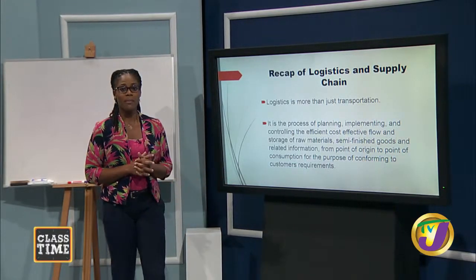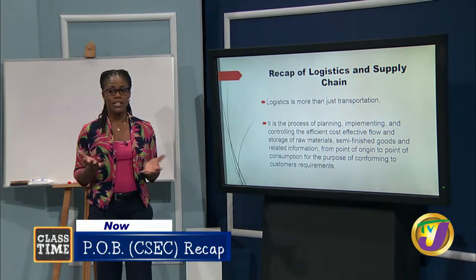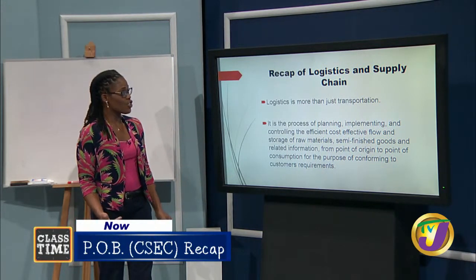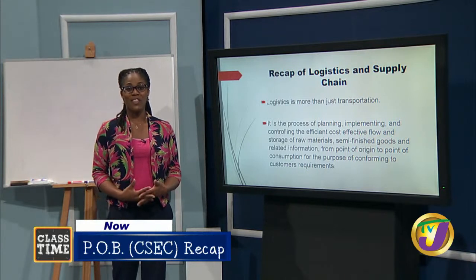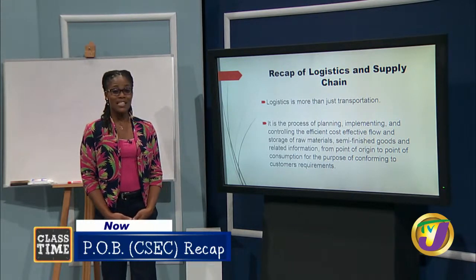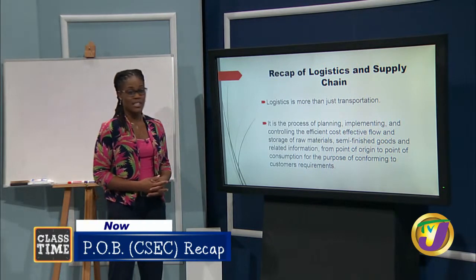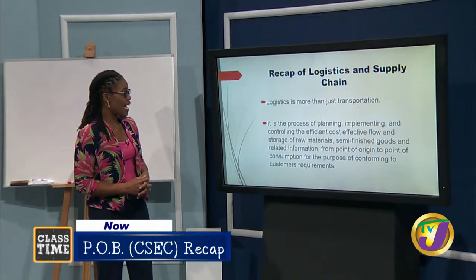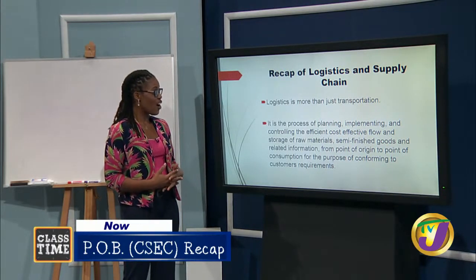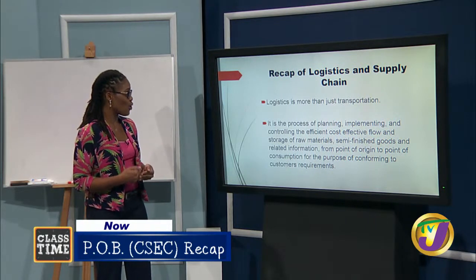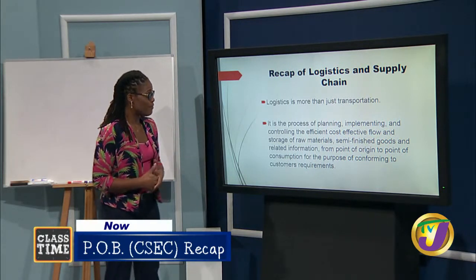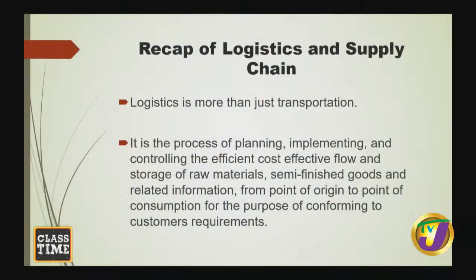Now, remember last time we spoke about the logistics and supply chain, and we mentioned that logistics is more than transportation. Right? So what is logistics? What did we say logistics is? Now, logistics is a process of planning, implementing, and controlling the efficient, cost-effective flow and storage of raw materials, semi-finished goods, and related information from point of origin to point of consumption for the purpose of conforming to customer requirements.